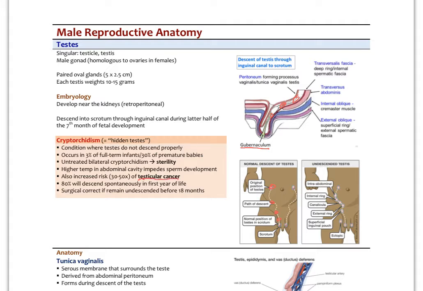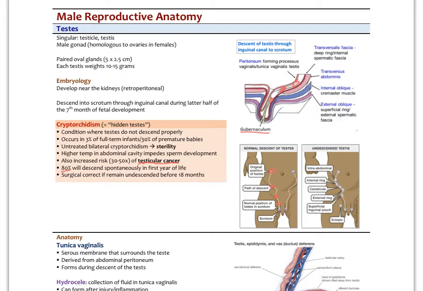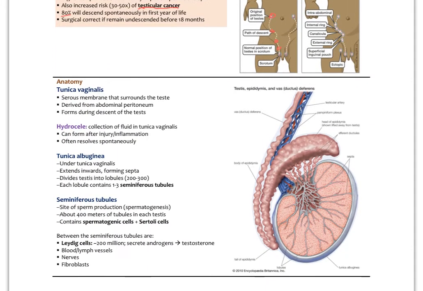So with cryptorchidism, if the testes do not descend by the end of the first year after birth, it is usually corrected surgically. Most of them will descend spontaneously in the first year, but after that, surgery can be used as an option to either remove or maybe attempt to guide the testis down. Usually, the testis is just removed. So that's cryptorchidism.